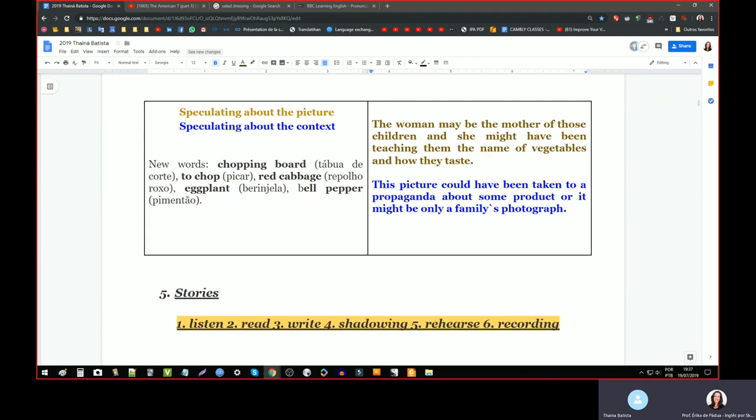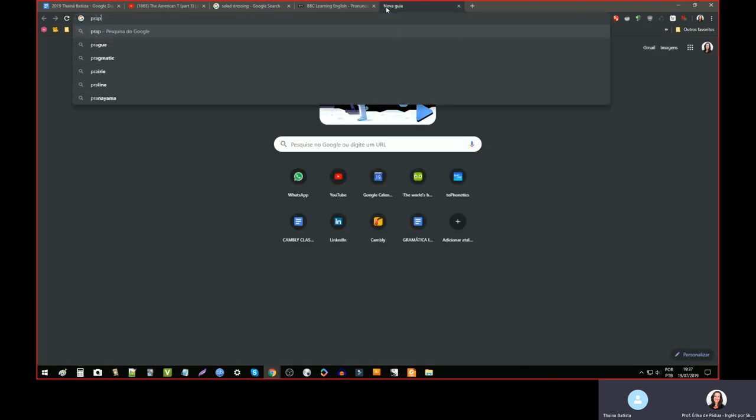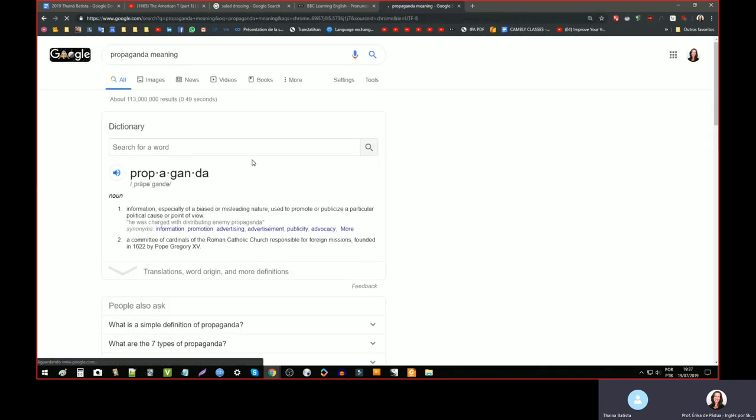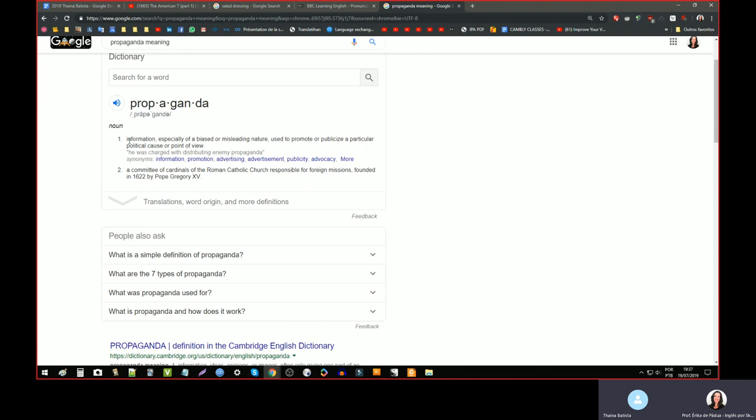And here, the last paragraph, this picture could have been taken for, because this is the purpose that you're guessing. And propaganda is not the best word, because propaganda has a different meaning. Let me just show here what it means. Propaganda meaning: it's usually information that tries to convince people of something, tries to promote or publicize a particular political cause. So the idea is the same.